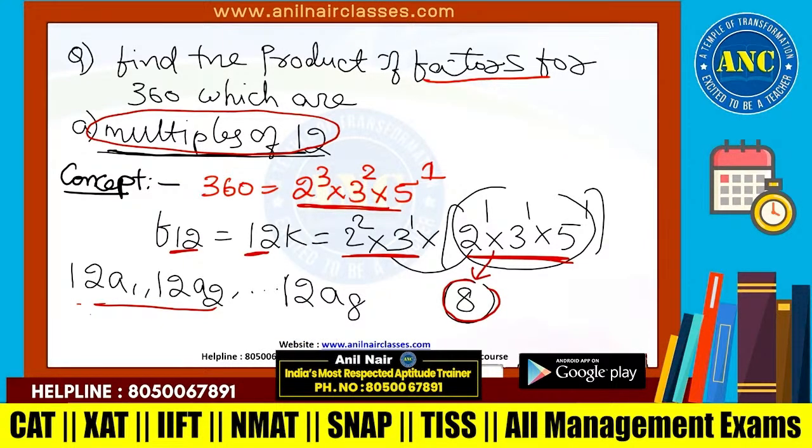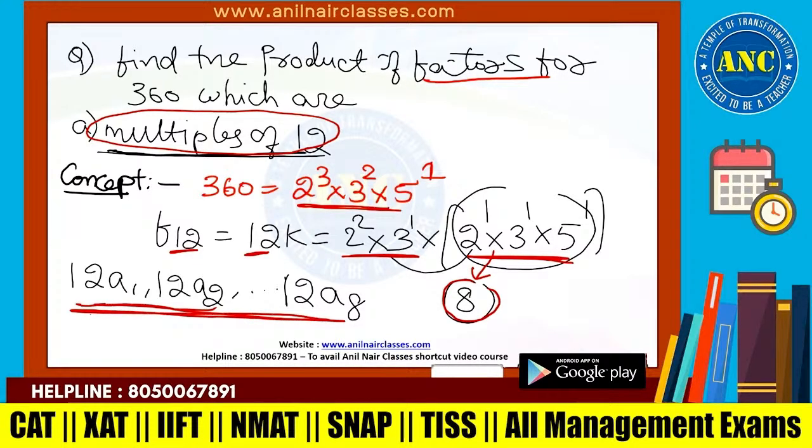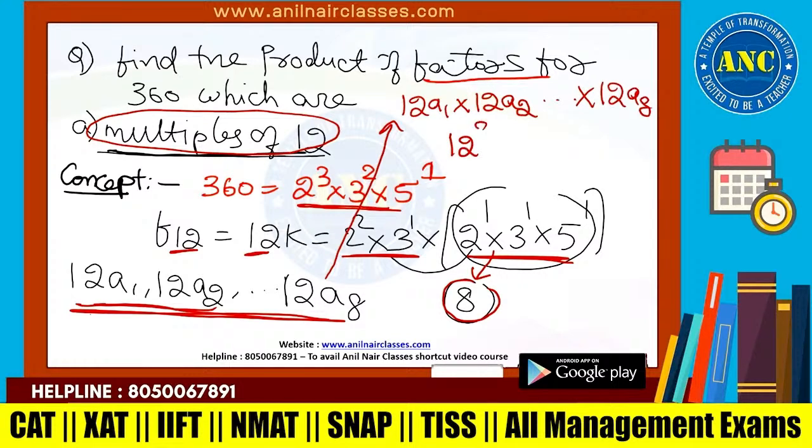The question he is asking is, multiply all these factors. You will get this answer. If I multiply it, 12a1, 12a2 and so on up to 12a8. I need to multiply it. 12 is multiplied 8 times, so 12 power 8, a1, a2 till a8.